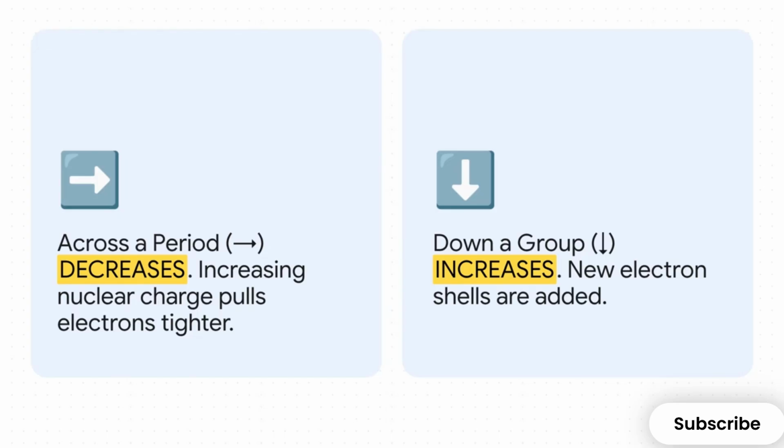Okay, now here's where the trend gets a little weird, but it makes perfect sense once you think about it. As you go down a group, atoms get bigger. That makes sense, right? You're adding new layers, new shells. But as you move across a period from left to right, the atoms actually get smaller. So why? It's because you're also adding more protons to the nucleus, which beefs up its positive charge and pulls all of those electrons in just a little bit tighter.